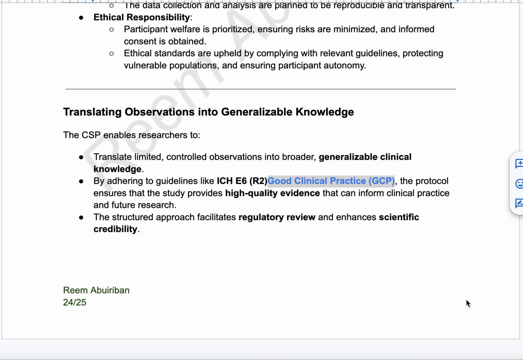And finally, translating observation into generalizable knowledge. The CSP enables researchers to translate limited controlled observation into broader generalizable clinical knowledge by adhering to guidelines like ICH E6(R2), which means good clinical practice. The protocol ensures that the study provides high quality evidence that can inform clinical practice and future research. The structured approach facilitates regulatory review and enhances scientific credibility.